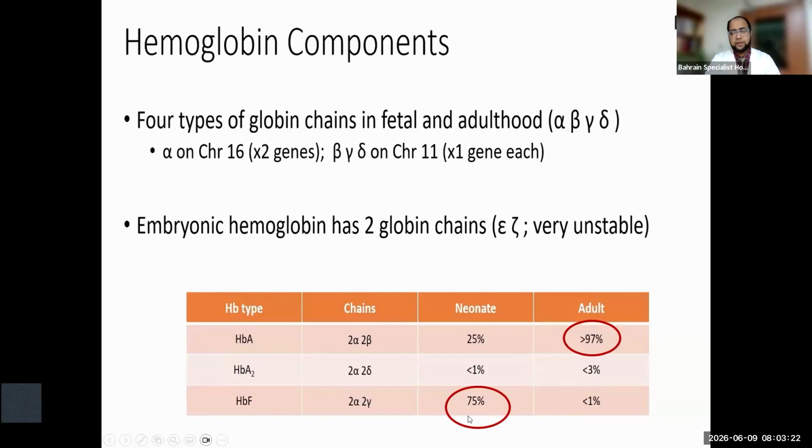And in fetal life, as we have seen, majority is HbF. So the chromosome that is responsible for the alpha gene is chromosome 16. We have 2 genes for this. And for the other globin chains, we have 1 gene, which is located on chromosome level.